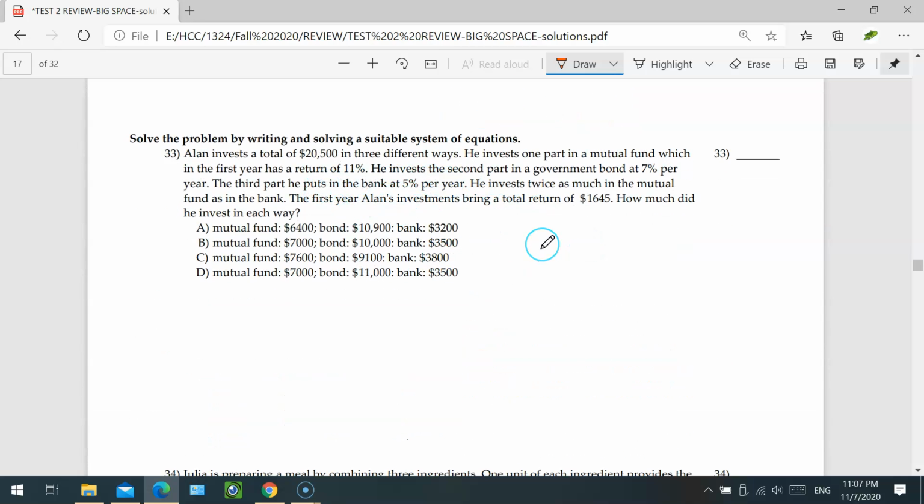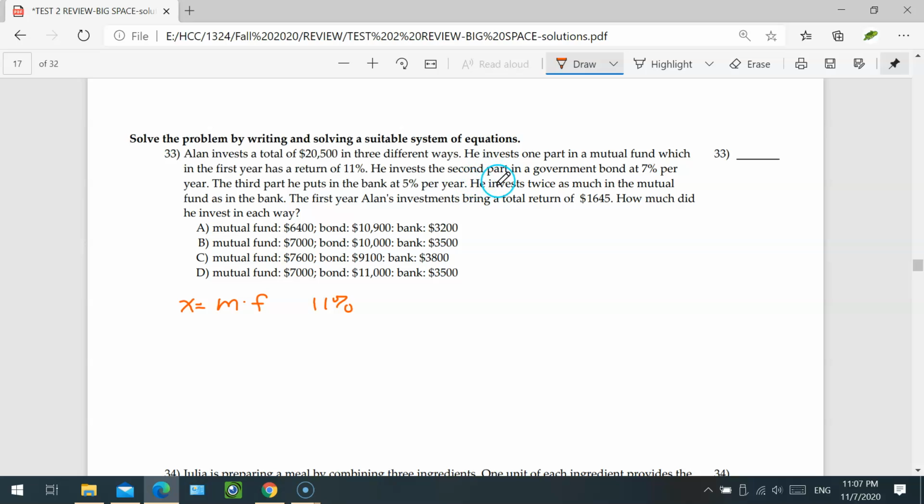Number 33. Alan invests a total of $20,500 in 3 different ways. He invests one part in a mutual fund, which in the first year has the return of 11%. So let me write down the mutual fund. Let me set this one as X. So this one comes with 11%.